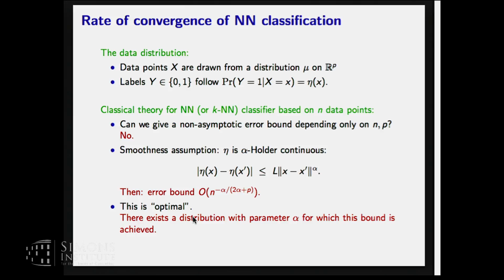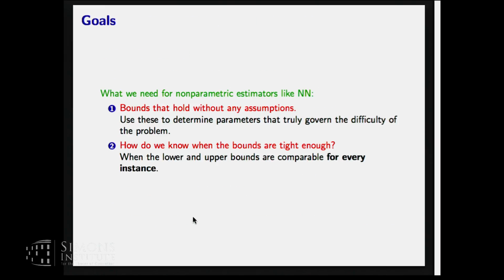If this were really a picture of reality, then we wouldn't want to use this method, but fortunately it isn't. And so what we'd like, and something that's achievable for non-parametric estimators like nearest neighbor, is first of all bounds that hold without assumptions. And these are useful because then once you have the bound, it might not be pretty, but it really helps bring out what are the real parameters that govern the difficulty of the problem. Okay, so once you have a bound of that form. And then how do you know the bounds are tight? When the upper and lower bounds match on every instance. Okay, so we are interested in things that are really right for the instance.